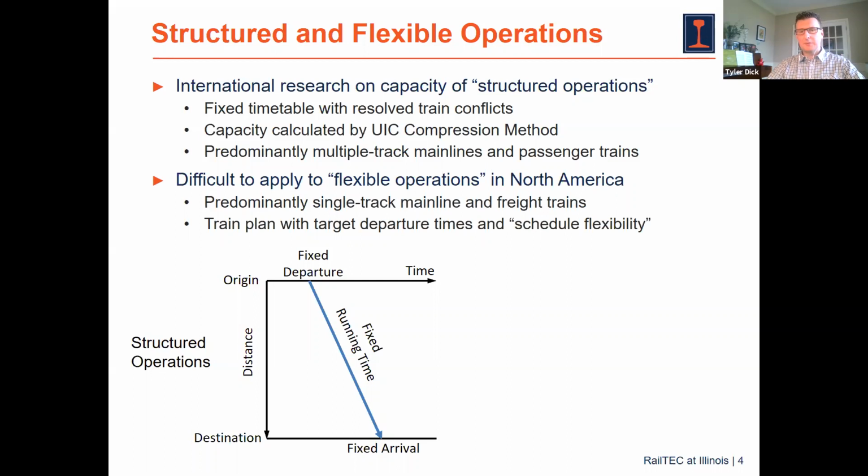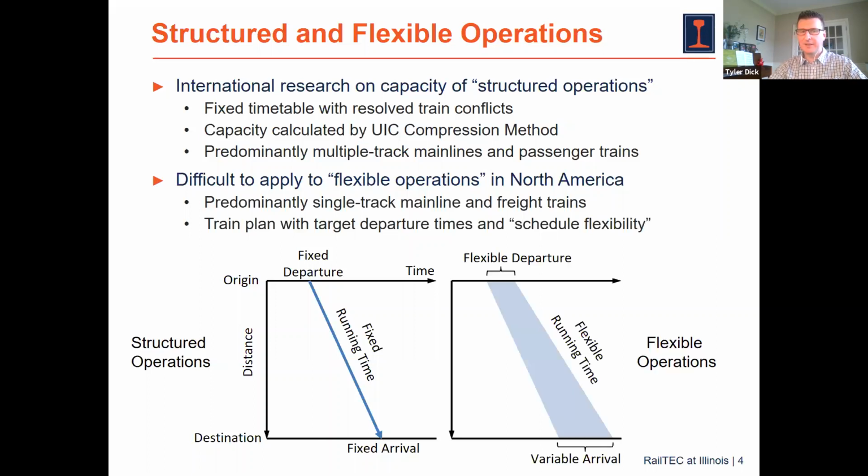And it's difficult to apply this concept and the resulting body of capacity research to North American operations, where we have what's been called flexible operations. We predominantly have a single track main line and freight trains, and we don't have a fixed timetable so much as we have a train plan with target departure times and some degree of schedule flexibility. So if we have a comparable time and distance diagram, we have a train plan that may not always hit that departure time. So we have some sort of flexible range of departure times.